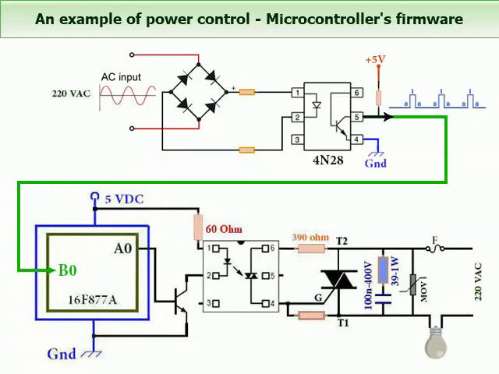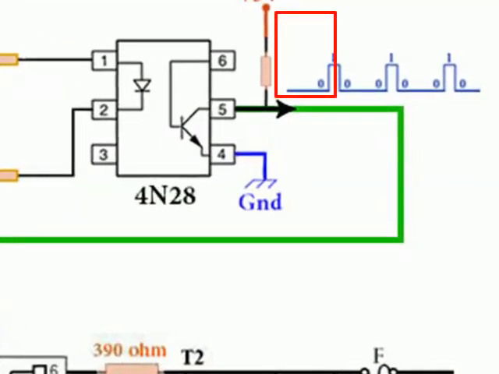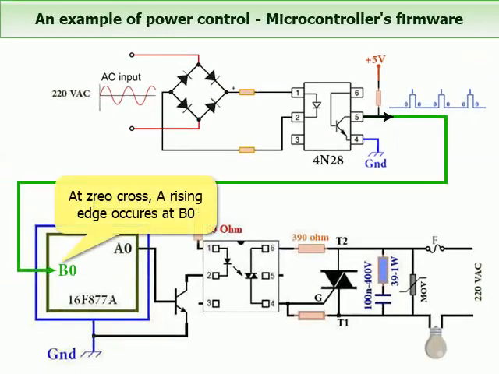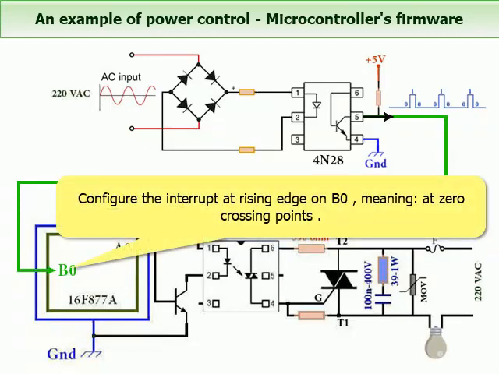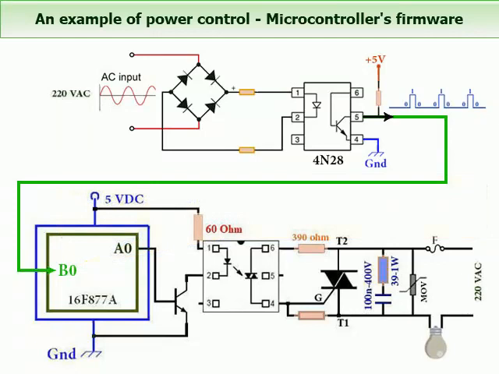RB0 interrupt is used to detect zero crossing points. As explained earlier, at 0 point or very close to 0, the output of the optocoupler changes from 0 to 1. This means that a rising edge occurs at pin B0 connected to the optocoupler's output. So, B0 pin must be configured as an input because it reads the state. The next important step is to configure the interrupt so that it occurs at the rising edge at pin B0, which means at 0 crossing points. After completing the preceding steps, we just have to enable the interrupt, and the microcontroller will start executing the code of the interrupt procedure every time the interrupt occurs, that is, at every 0 crossing point.